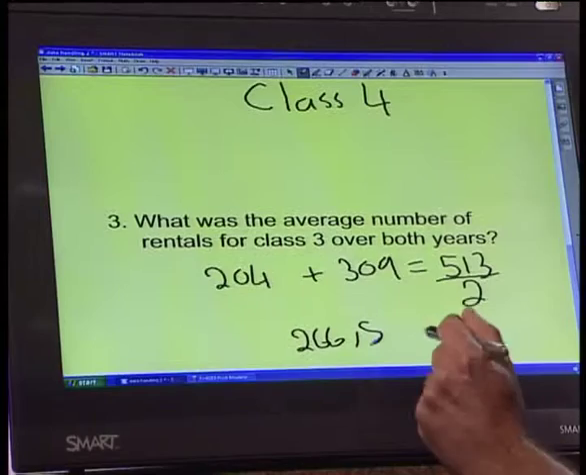Now, I'm sure nobody rented half a car. Can you imagine driving that? So we could round this off and say 267 was the average number of vehicles rented out during the 2 years.